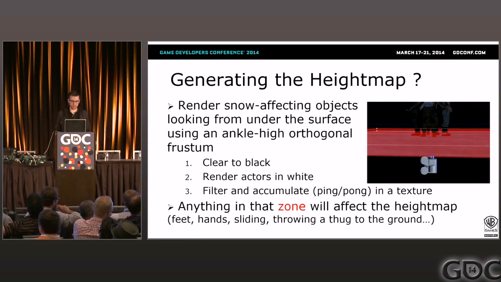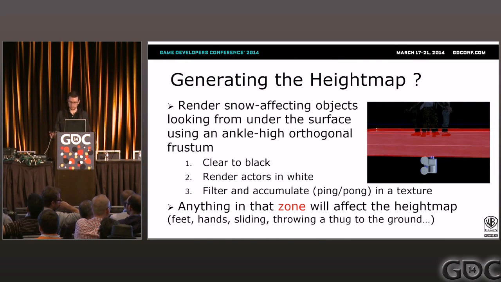So the question is, how do we generate those height maps? And so basically, here's the trick. All you have to do is render the snow-affecting actors or objects, such as characters, but also anything that can move on those surfaces, like interactable physics objects, for example, looking from under the surface using an ankle-high orthogonal frustum. So if you clear to black and render these objects in white, then filter and accumulate ping-pong style, basically anything contained inside that red frustum there will be part of the deformation.